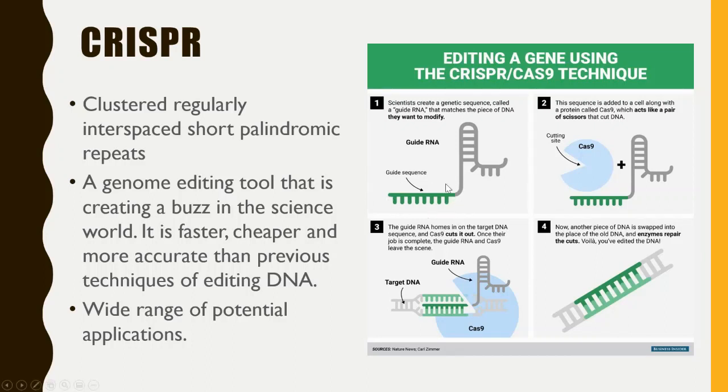You have a guide sequence of RNA, and you have a protein that can act like a scissor. So the RNA will line up and pair up with a strand of DNA, and they'll cut out the unwanted DNA and replace it with something else. You're hearing about CRISPR a lot lately in the news because it's fast, it's cheap, and it's really accurate. So it's being used a lot lately. There's tons and tons of uses for CRISPR.